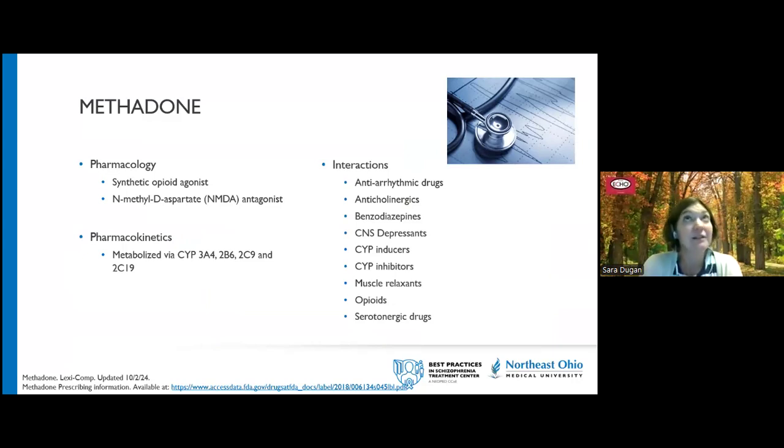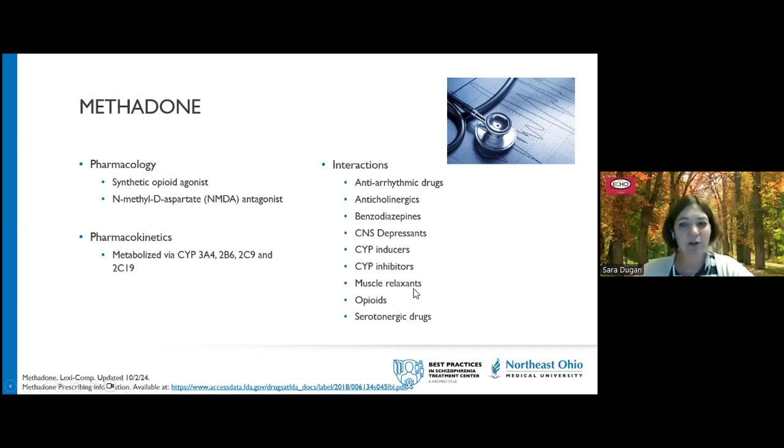One of the unique adverse effects of methadone is that it can prolong the QT interval. So it has the potential to change the cardiac rhythm, which may mean that it could lead to an arrhythmia, which can be problematic for patients who do have other cardiovascular considerations. So we see that pop up as a drug class that could be potentially problematic with methadone, along with most of the other medications that we saw.